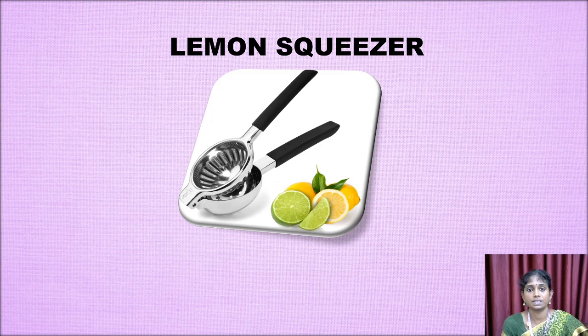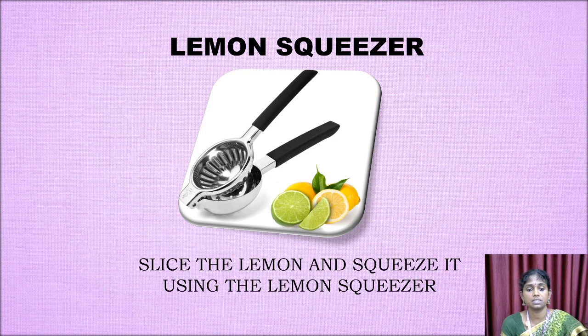Let's look into one more final word. It is what we call as lemon squeezer. So lemon squeezer is something which helps us to extract the lemon juice from it. Look into the example sentence. Slice the lemon and squeeze it using the lemon squeezer. So even if you are making some lemon juice or some lemon rice or whatever it may be, just to extract the juice from the fruit, we may use this lemon squeezer.